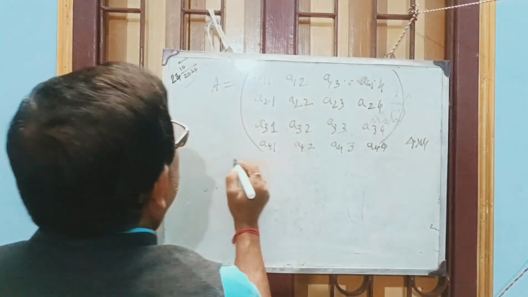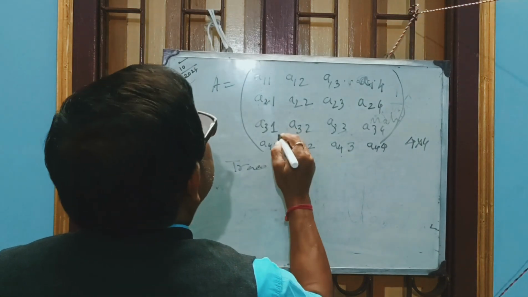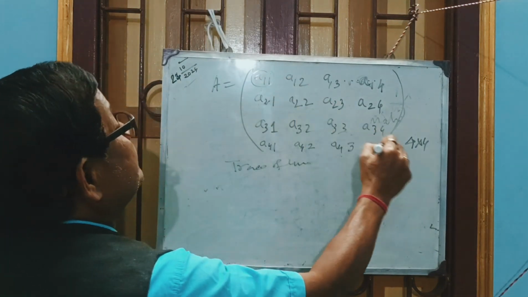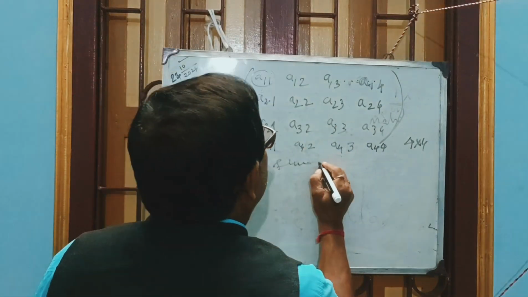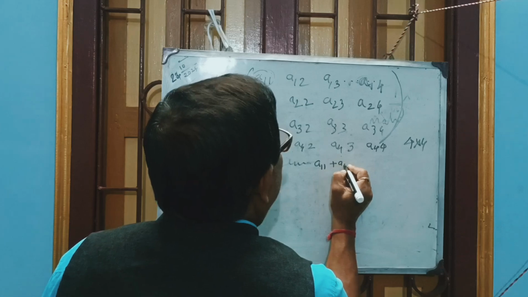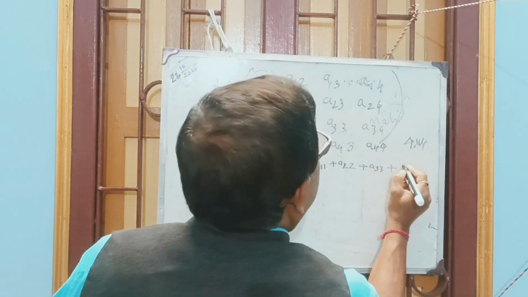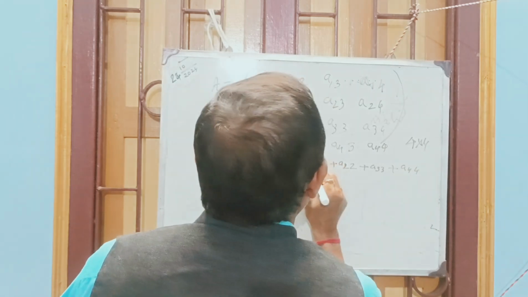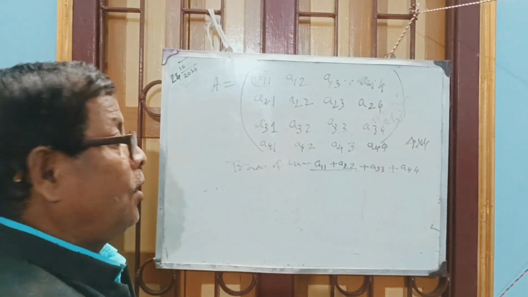Now the trace of the matrix will be the summation of the diagonal terms. That is A11 plus A22, A33 third row, third column, and A44 fourth row, fourth column. The sum of the elements in the diagonal position is called the trace of the matrix.